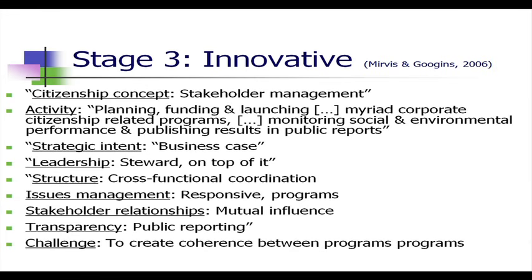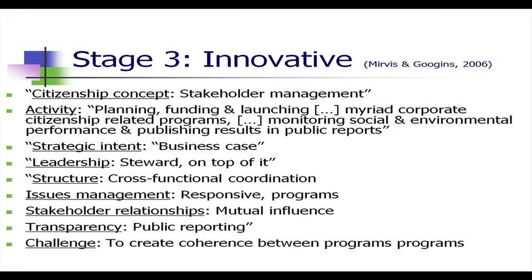The transparency aspect is covered. The primary goal of transparency is public reporting. So it's not only public relations, now it's out there telling the public what you're doing, and disclosure and reporting. So you just report whatever activities have been carried out. The challenge here is to create coherence between different types of programs. I'm sorry about the double programs word. Anyway, that will be removed when the slide is put up for you. So to create coherence between programs run by the organization.